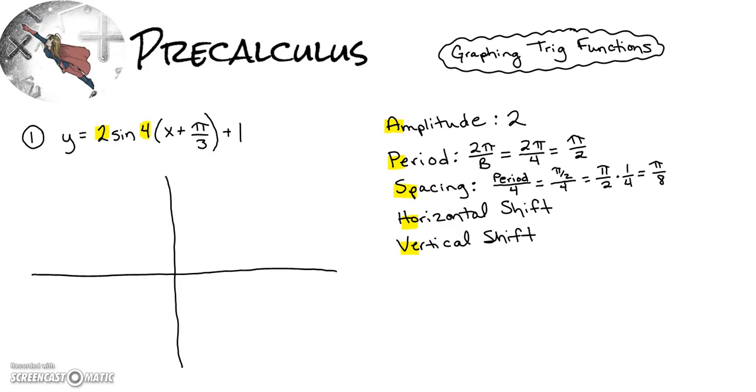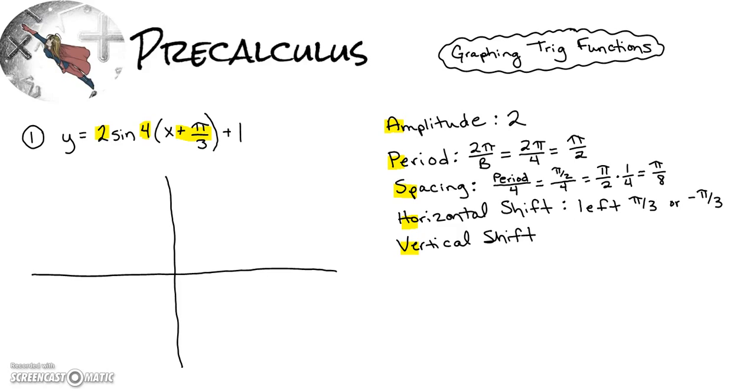Now the horizontal shift is the number added or subtracted to the x in the parentheses. So here they have plus pi over 3. That means it's to the left pi over 3. It always goes the opposite of what you would think when it's in the parentheses and it's moving it horizontally. And some teachers might want you to just say negative pi over 3 for the horizontal shift. That's the same thing as moving to the left, pi over 3.